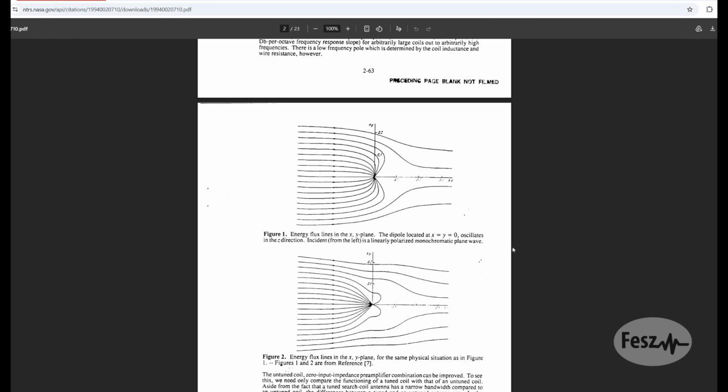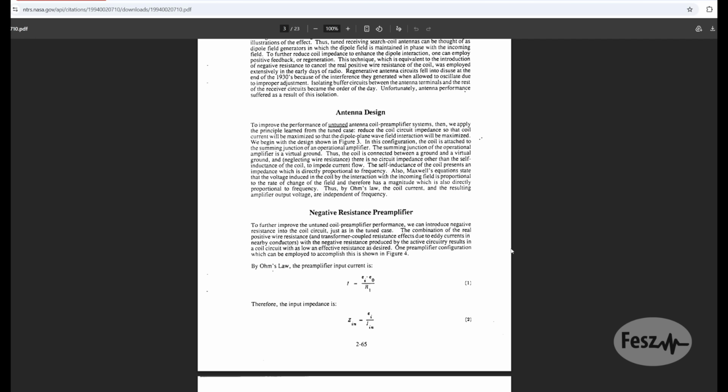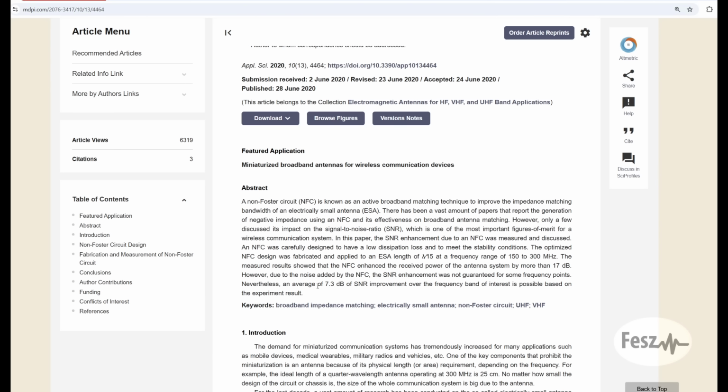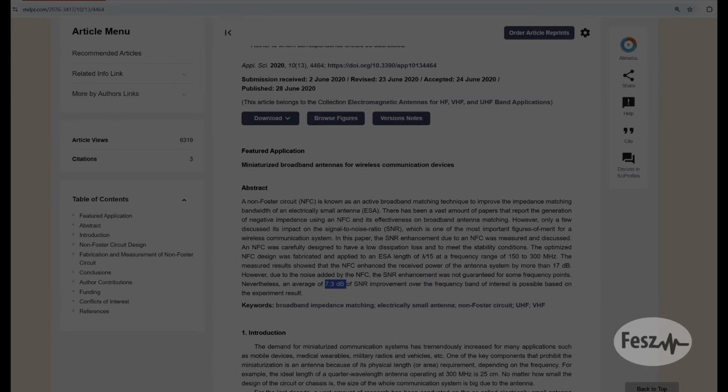So in other words, at least for electrically small antennas, you can make them behave as if they were physically larger. But while this paper does not give a clear improvement factor, the last paper to highlight today is one that specifically looks at the signal-to-noise ratio enhancement when using negative impedance circuits. And well, here they are reporting a 7 decibel improvement in signal-to-noise ratio. So I will be leaving links to all of these papers in the description, of course.